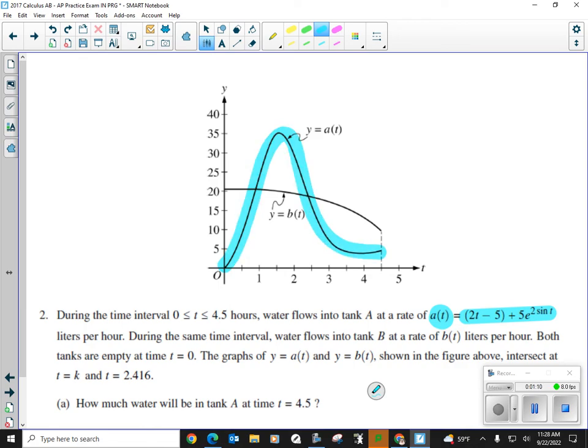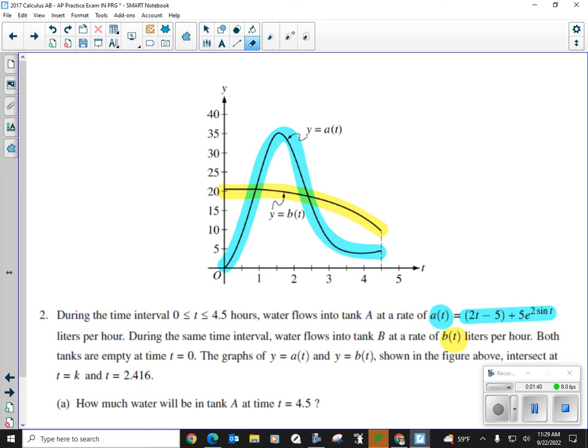Liters per hour. During the same time interval, water flows into tank B at a rate of B(t). We don't have an equation, but we have a graph. Both tanks are empty at time 0. That's pretty important. The graphs of A(t) and B(t) are shown in the figure above, and they intersect where t equals k and also where t equals 2.416.